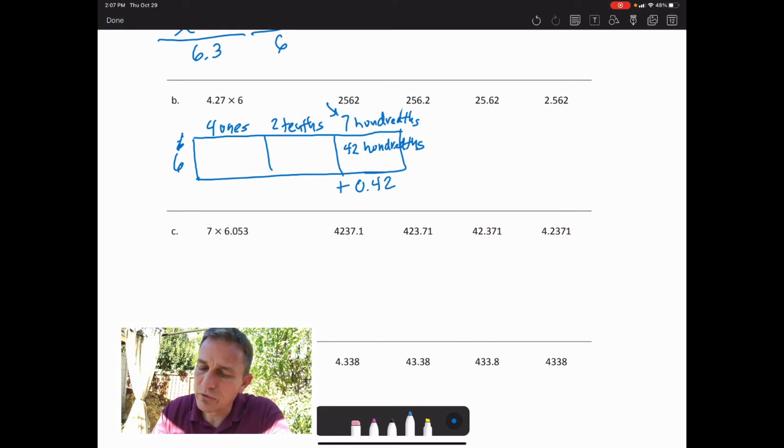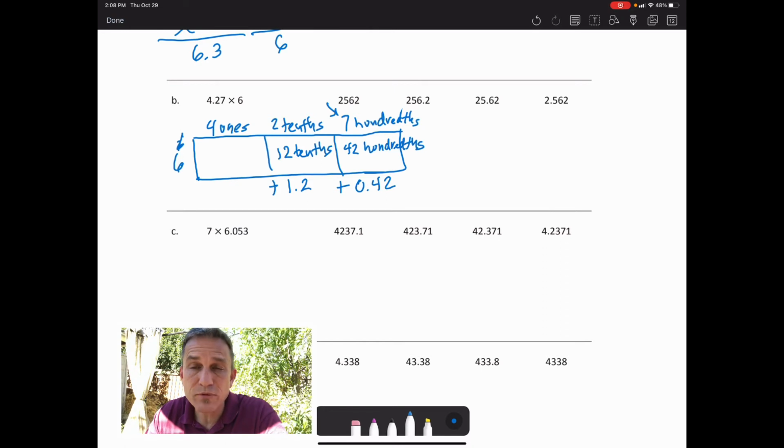All right, then I'm going to do 6 times 2 tenths. That's going to be 12 tenths. To make 12 tenths, I've got to make sure the 2 in 12 is going to be in the tenths place. So that would be 1 and 2 tenths. And then I'm going to do 6 times 4 ones, and that would be 24 ones. That equals 24 in standard form.